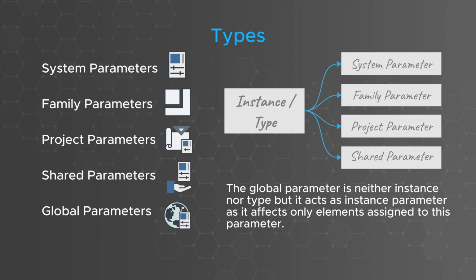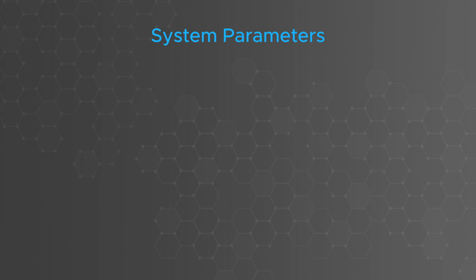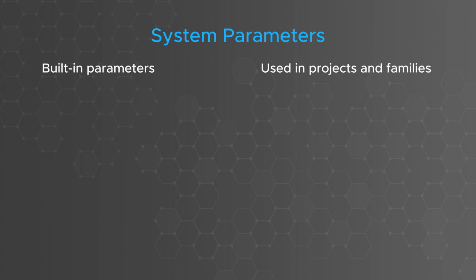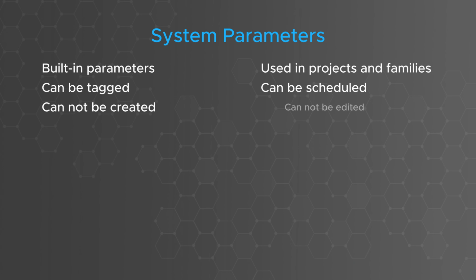And now, I'll go through the system and global parameters and then go back to the 3 types in the middle. Let's review the first type, system parameters. They are built-in parameters found when you are starting a new project or creating a new family. They can be tagged and scheduled, but cannot be created nor edited. You can just change the parameter value.